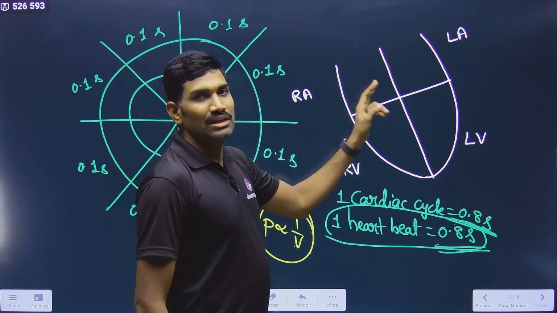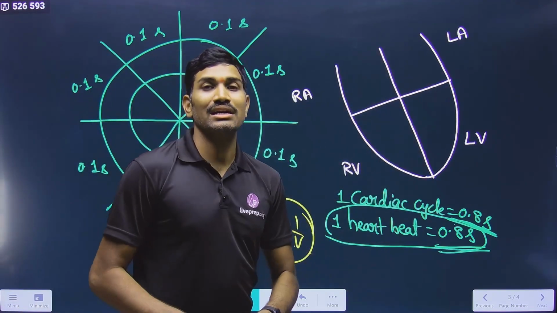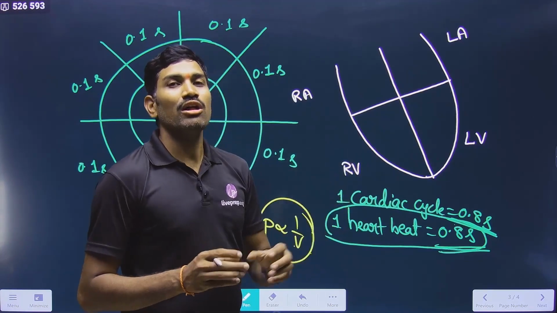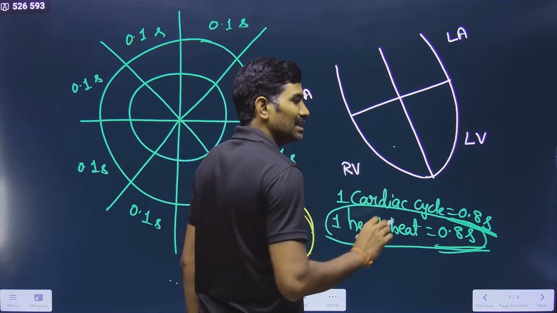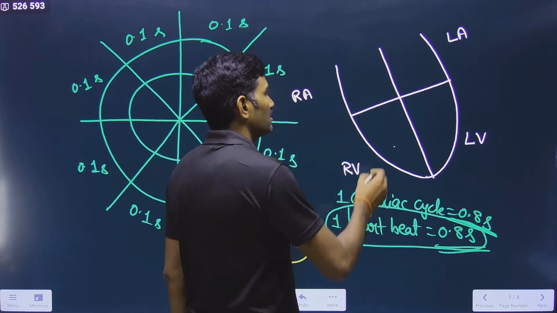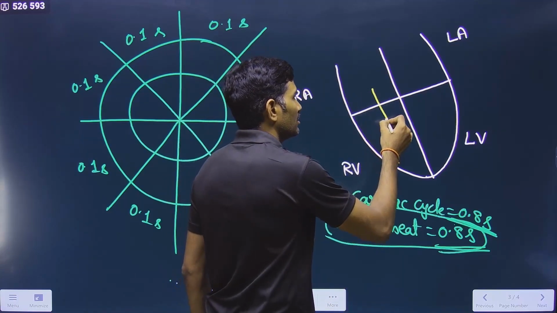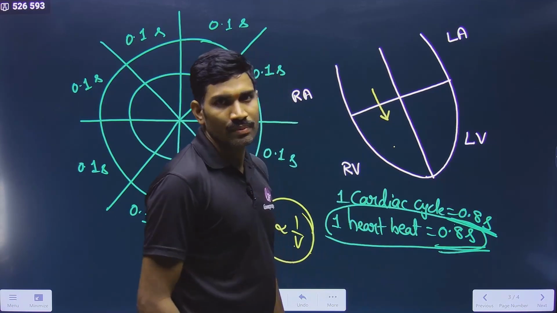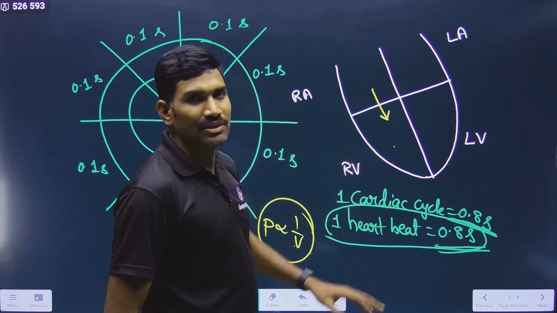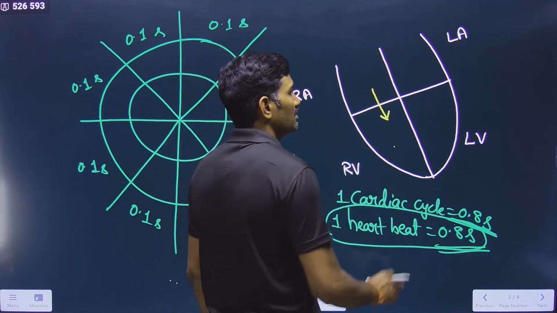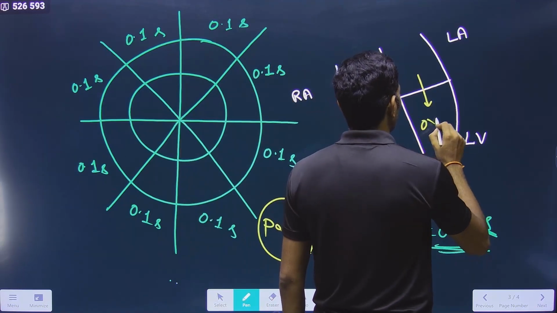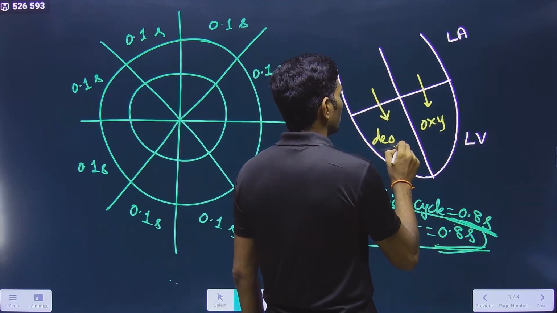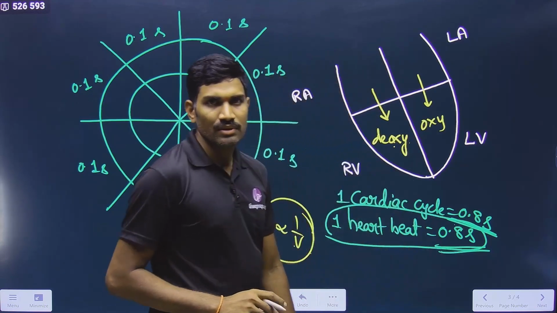That means here all these four chambers are in a relaxed state. Now observe carefully. The ventricle is in a relaxed state. That means it should get the blood from the atrium. From the right atrium, the right ventricle will get the deoxygenated blood. And the left ventricle will get blood from the left atrium. This is the oxygenated blood, and this is the deoxygenated blood. Yes or no?